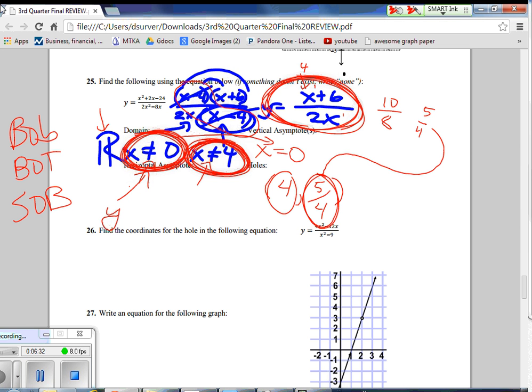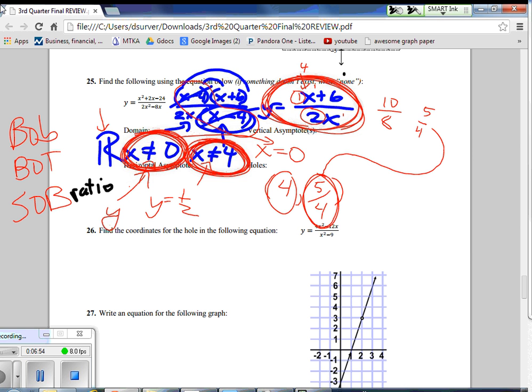Therefore, it's a ratio of the lead coefficients. The lead coefficient here is a 1. The coefficient's the number on the x. Here's the 2, so it's y equals 1/2. That's the ratio kind. The same on both is a ratio. I'm going to write this down for you in case you need it for your notes. Same on both are ratios.